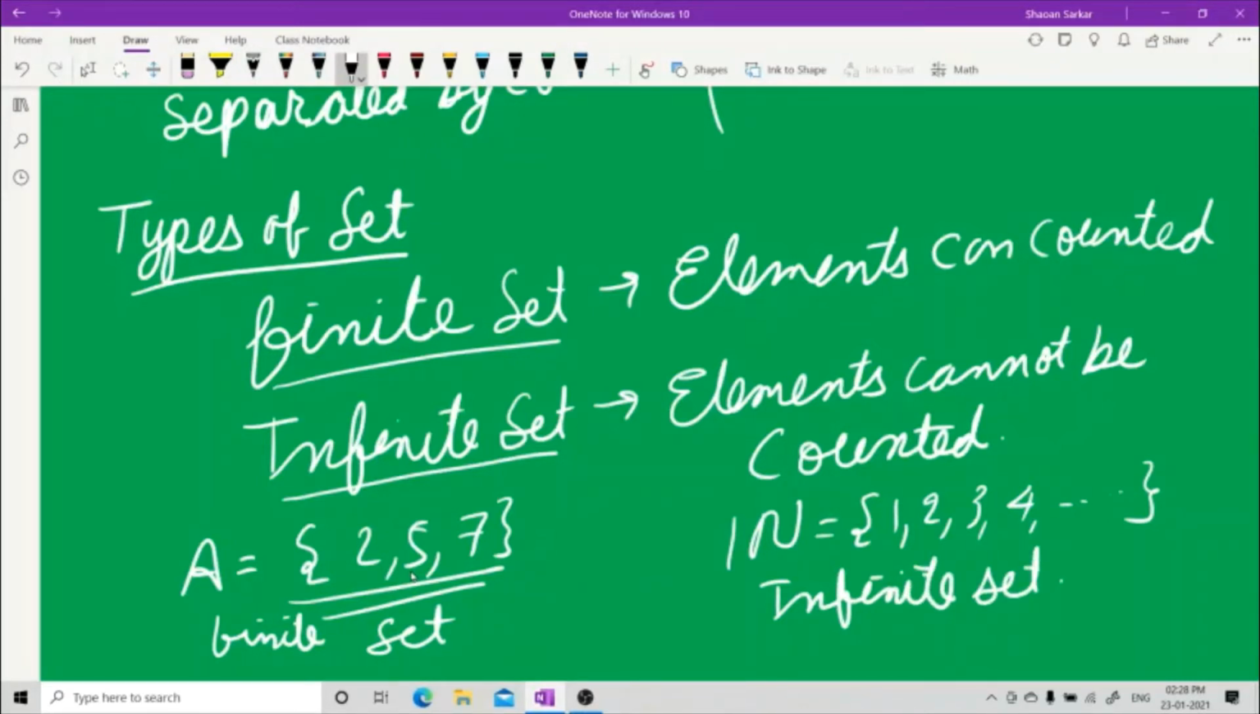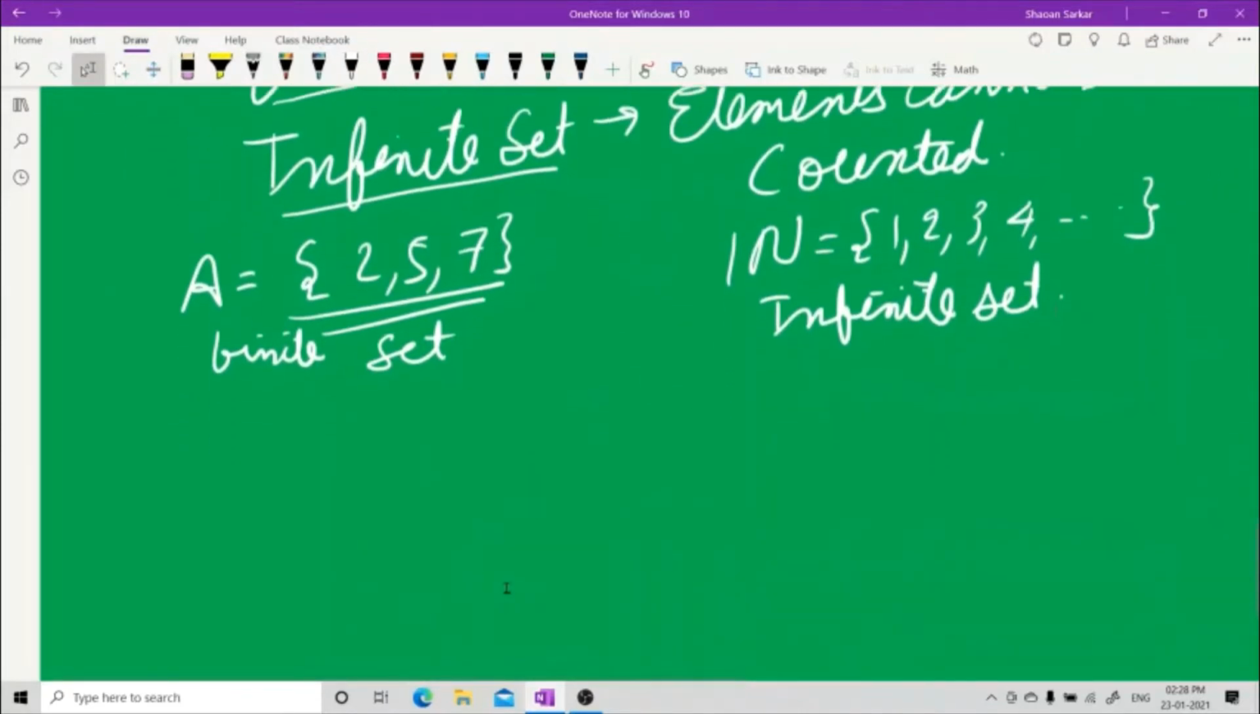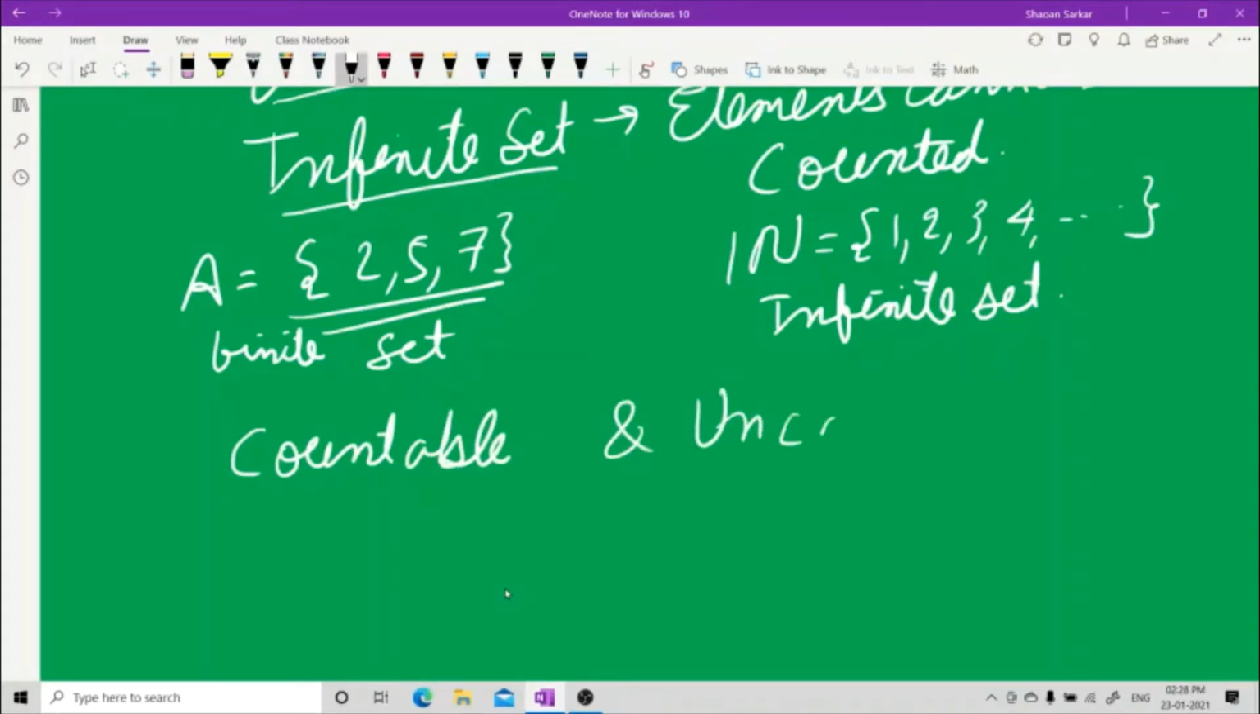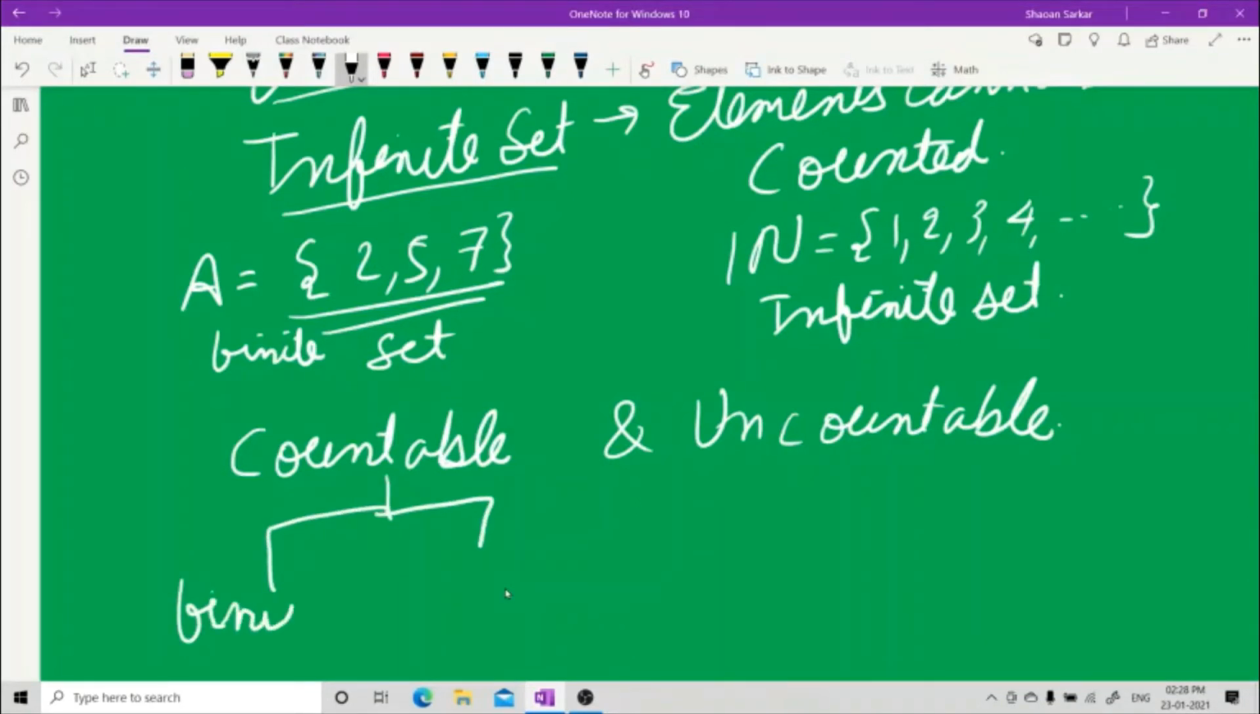Now let us talk more about this. Let us understand a new concept called countable and uncountable. Now countable is again of two types: finite and infinite. This is a new concept which you don't know in class 12. This we need. And uncountable is always uncountable infinite.